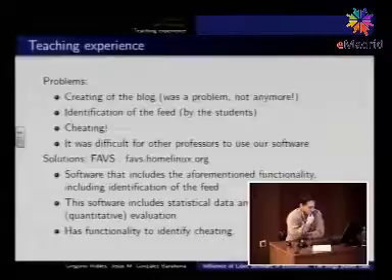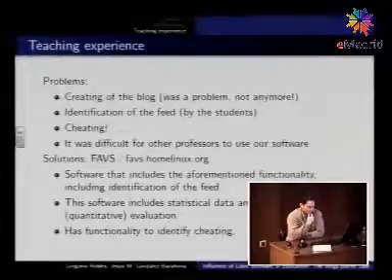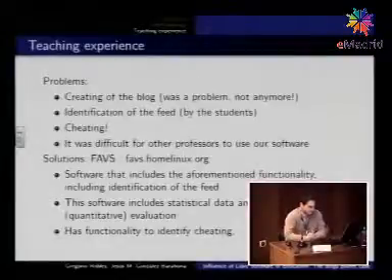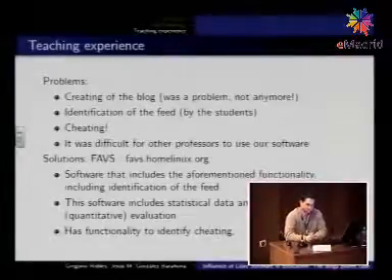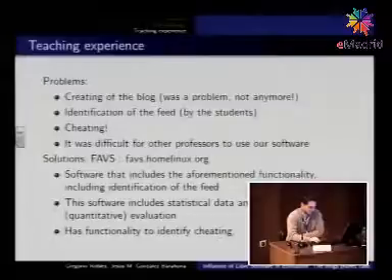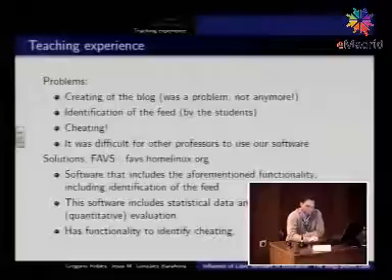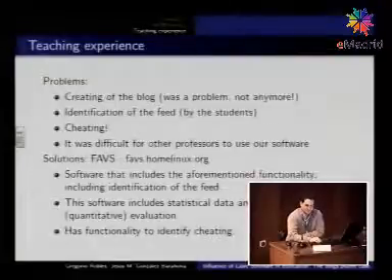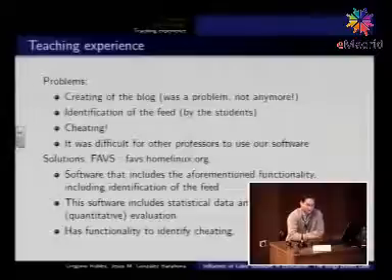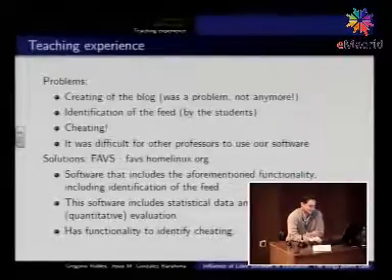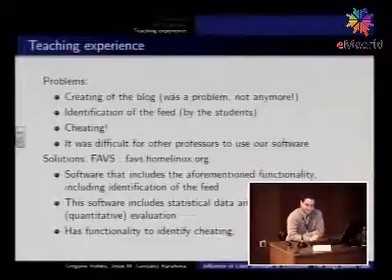The second problem was to identify the feed of the blog. As you know, the Planet is a software, and it takes the RSS from the blog, and actually the URL that we wanted was the feed. So people had their problems creating a blog, and people had lots of problems identifying what the feed is and what the URL is. The next problem is cheating.